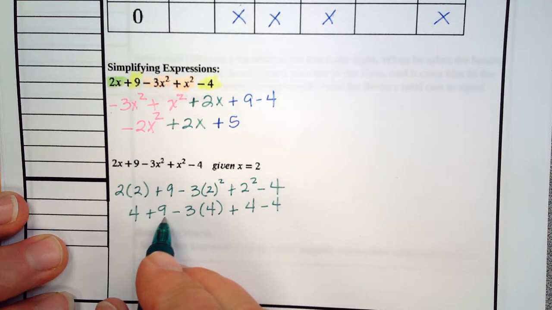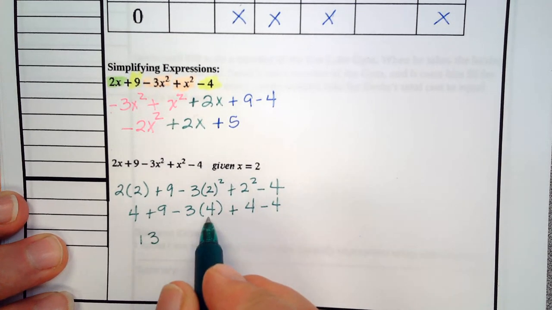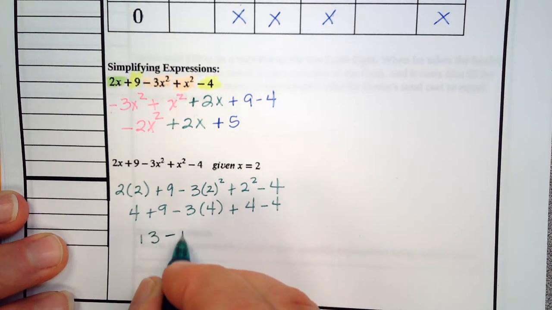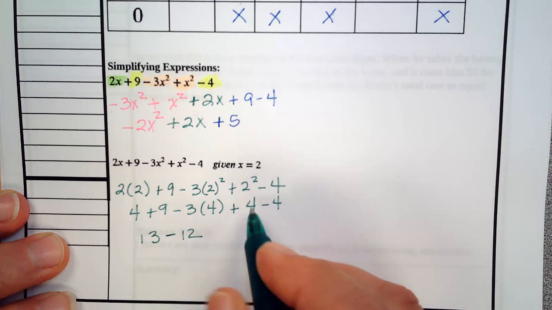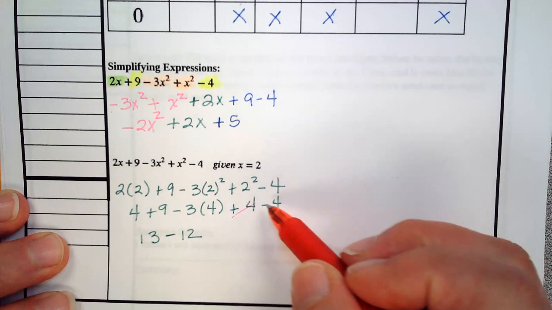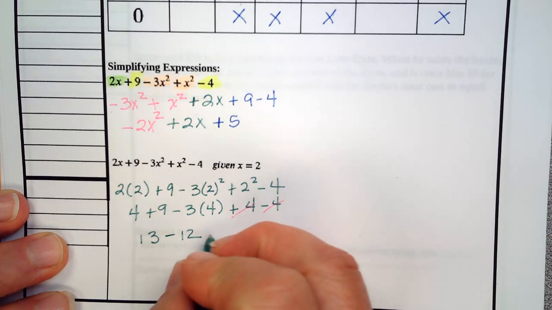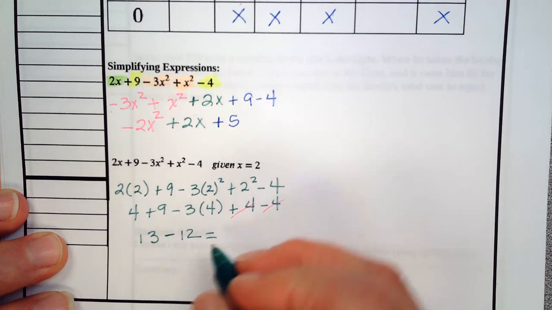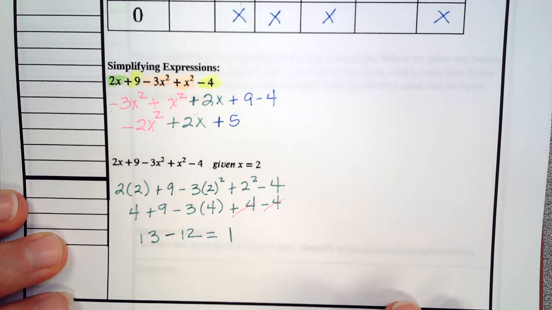4 plus 9 is 13. 3 times 4 is 12. So 13 minus 12. And as I look at this, those are canceling each other out. I don't need to go to the added work of adding 4 and then turn around and subtract it back off. 13 minus 12 is 1, and that is as simple as we can get it.